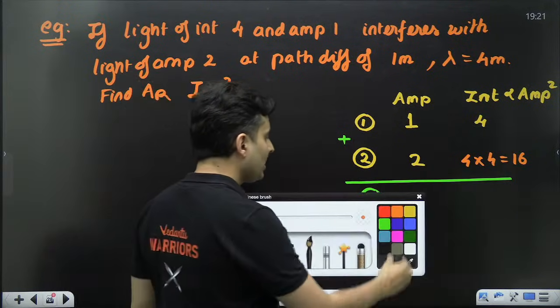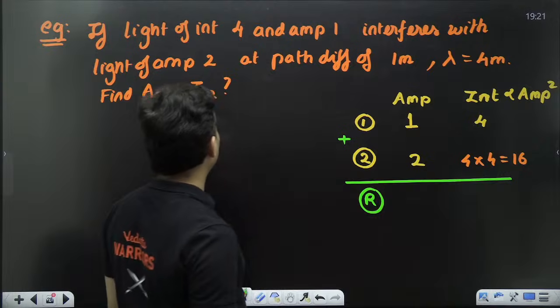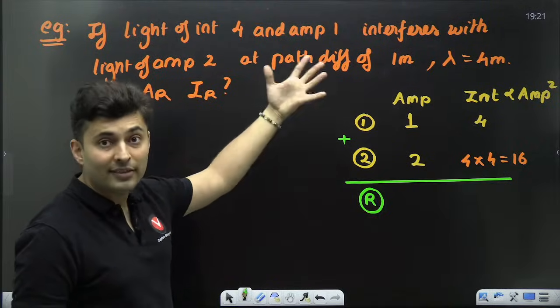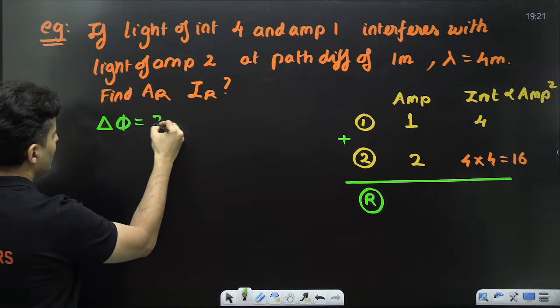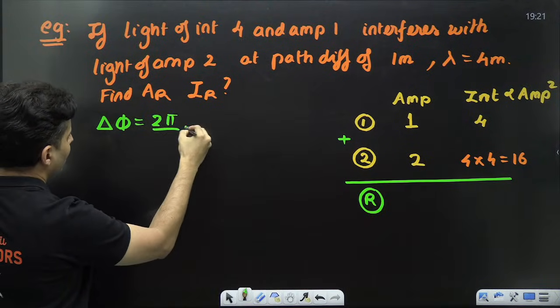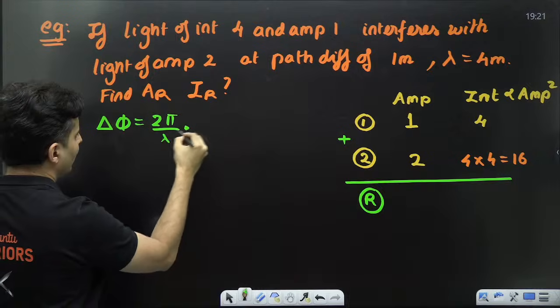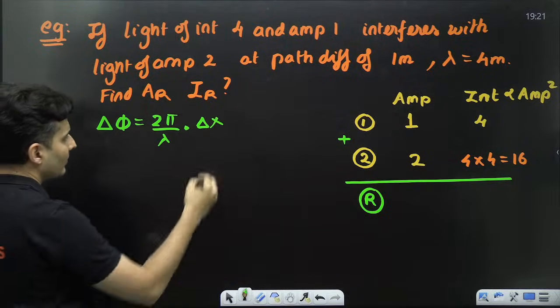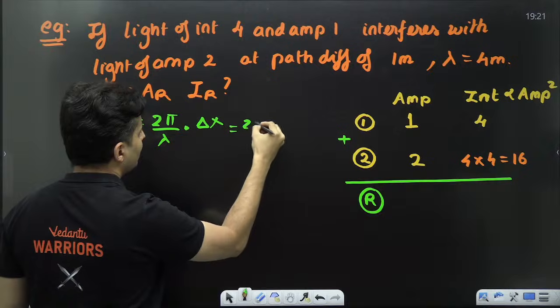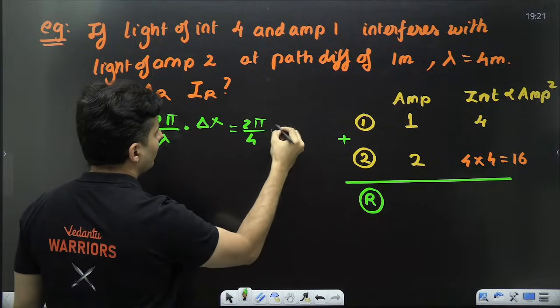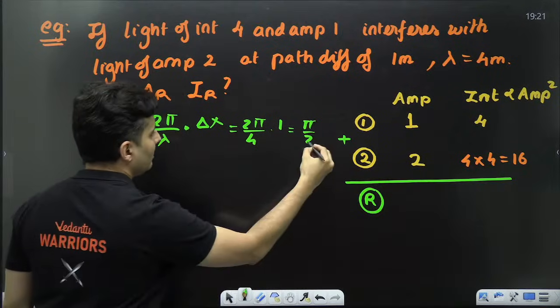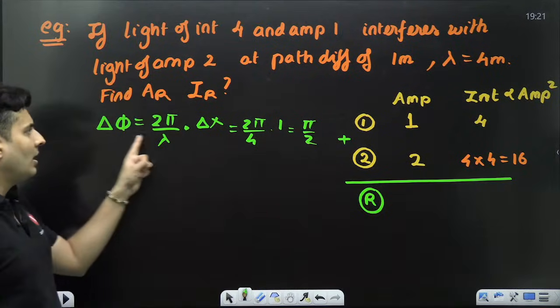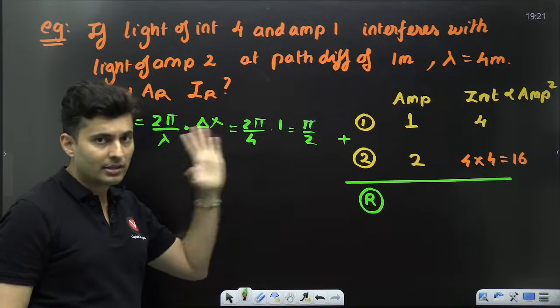Great. Now, another catch is there, and that is phase difference is not given. Let's try to find that out. So delta phi will be 2 pi by lambda into delta x. So what is lambda? Lambda is 4. What is delta x? 1. So won't it be just pi by 2? Won't it be just pi by 2 radians? I have found delta phi as well.